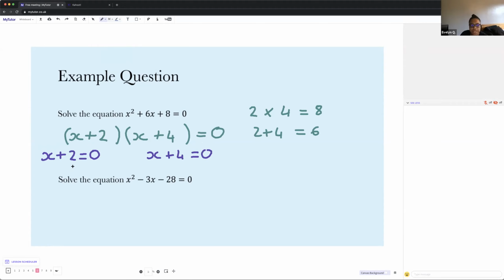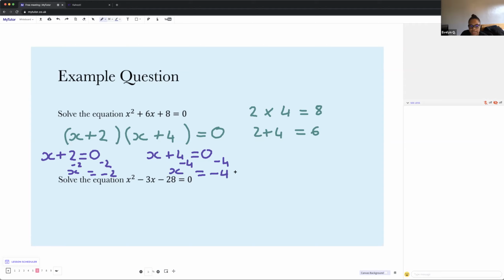Now the last thing to do is to solve. So if x plus 2 equals 0, I can subtract 2 on both sides. So x equals minus 2, and I can do the same thing with the other one as well. X plus 4 equals 0, so I can subtract 4 on both sides, so I will get x equals minus 4. So that's how we would solve quadratic equations by factorising.